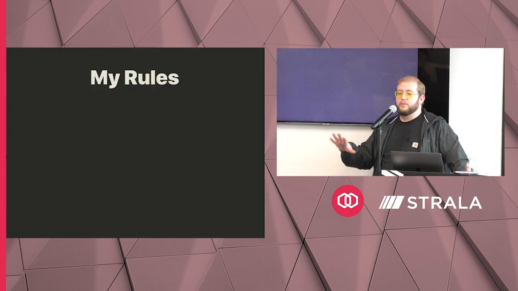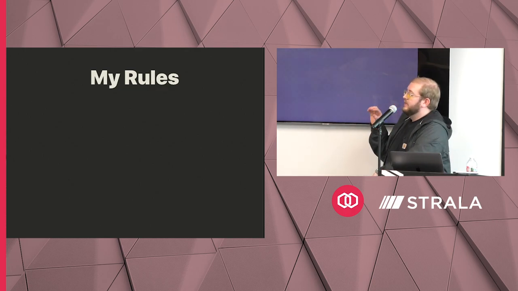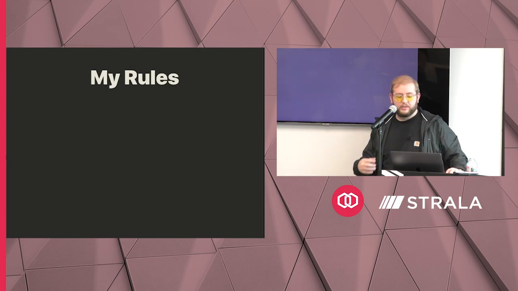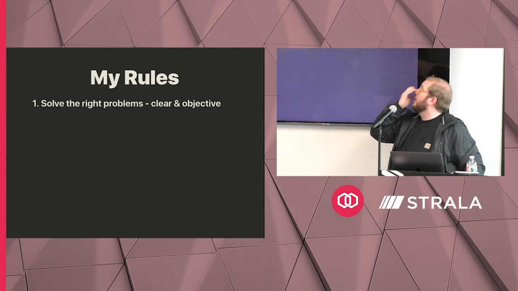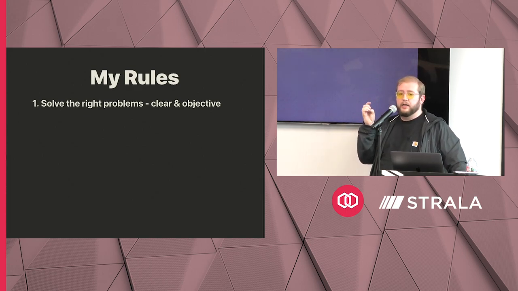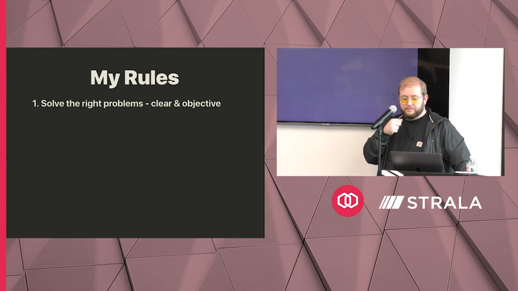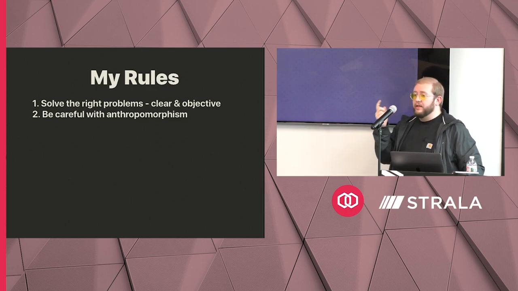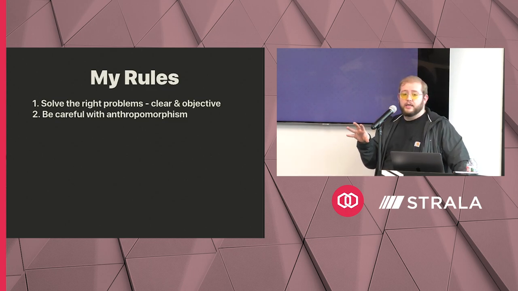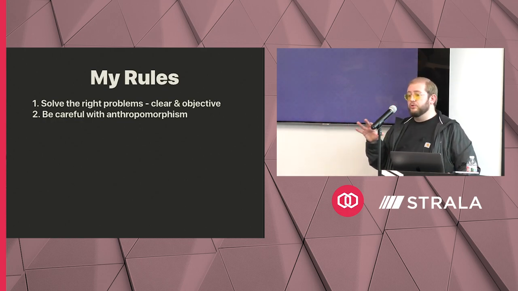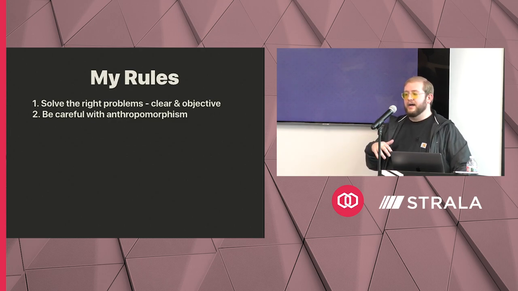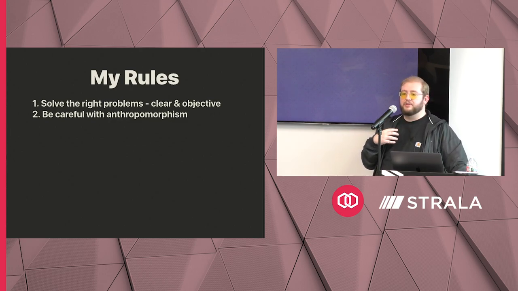So, a quick summary of my rules over this past year and the things we've talked about. So, one, make sure you're solving the right problems. Those problems should be clear-cut, well-defined, and objective so that a computer can do them. Two, be careful with anthropomorphism. It might work in some contexts. I'm not saying that you can never use it, like if you're making something for kids or something where it truly makes sense. But again, I personally find it really grating when an app tries to be my friend.